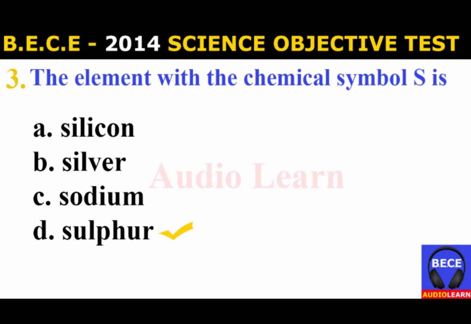Number 3. The element with the chemical symbol S is A. Silicon, B. Silver, C. Sodium, D. Sulfur. And the answer is D. Sulfur. The element with the chemical symbol S is sulfur.